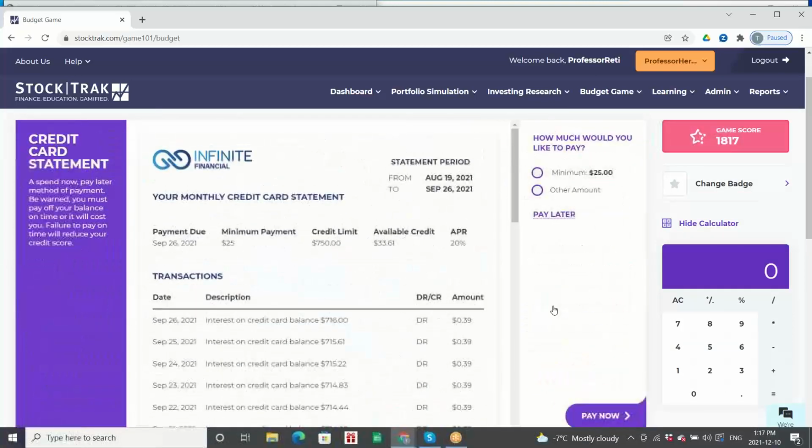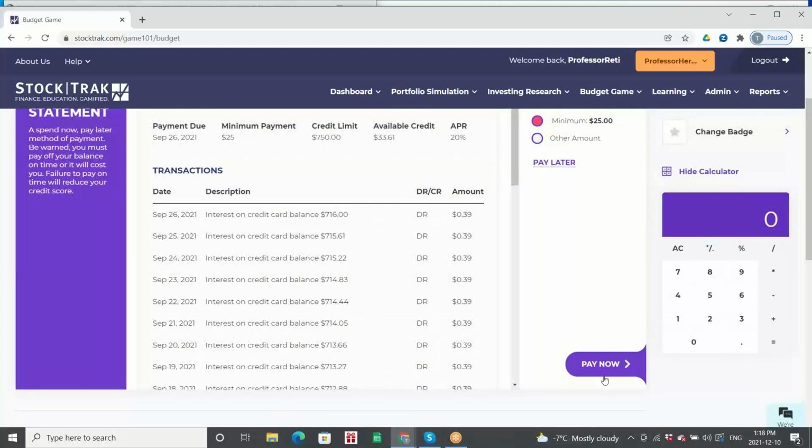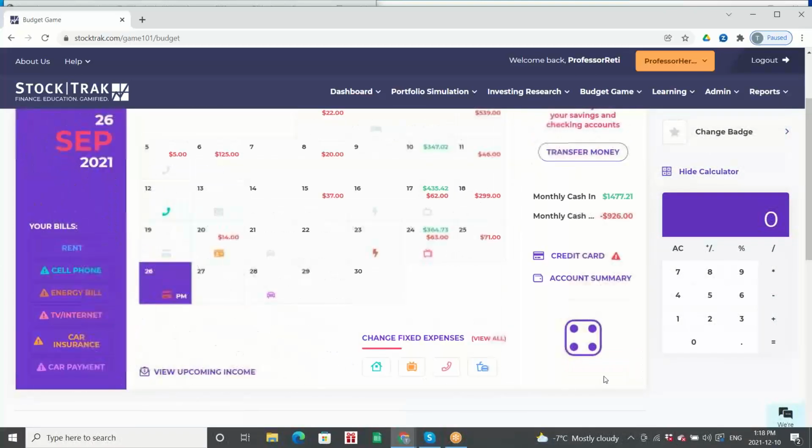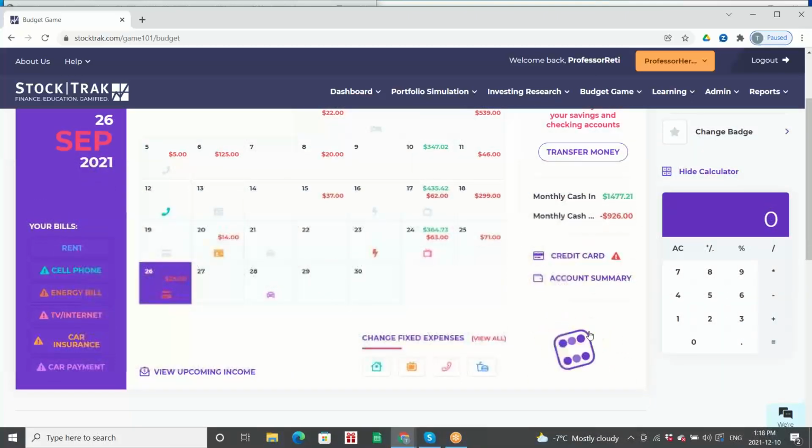Here's my credit card statement. So it's showing all the credit charges I've made. So I'm going to go ahead and pay the minimum amount. I'm going to pay for it now. Bingo. I've just paid my credit card bill. So let's just go one more. I think everyone is getting the idea here.